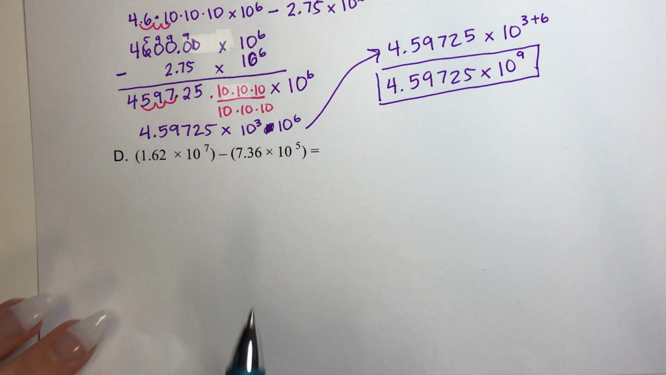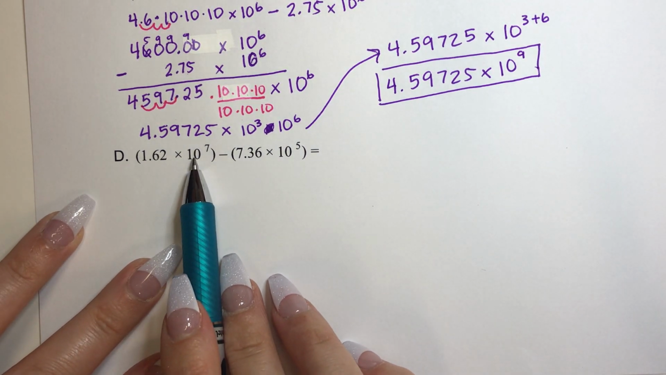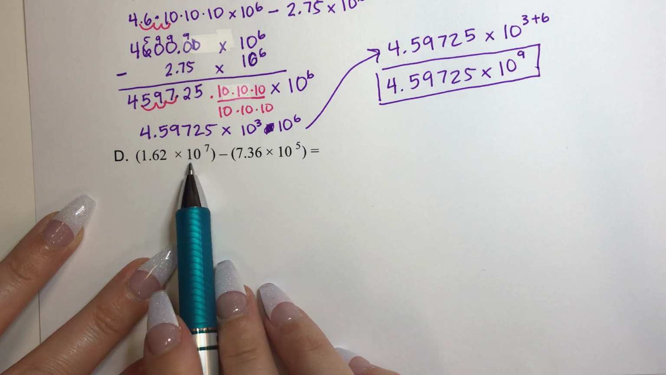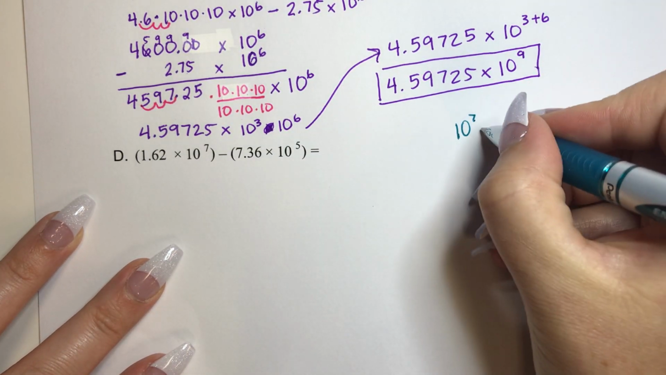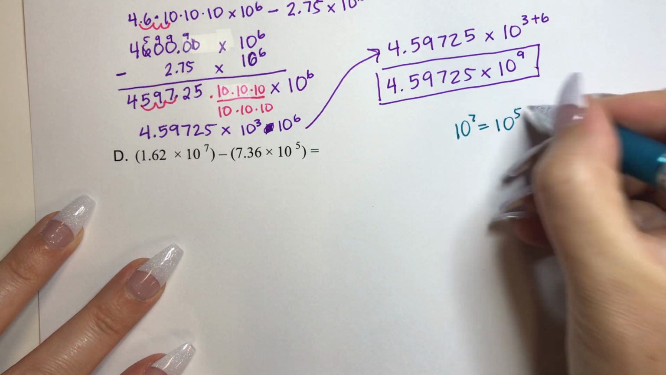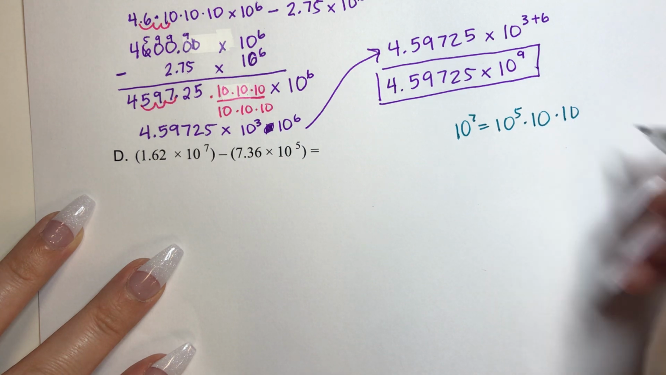Okay, let's see how you did. So I need the same base. This is 10 to the 7th. This is 10 to the 5th. I'm going to rewrite this one with a power of 10 with 10 to the 5th in it. I know 10 to the 7th is the same thing as 10 to the 5th times 10 times 10. 10 to the 5th, 10 to the 6th, 10 to the 7th.